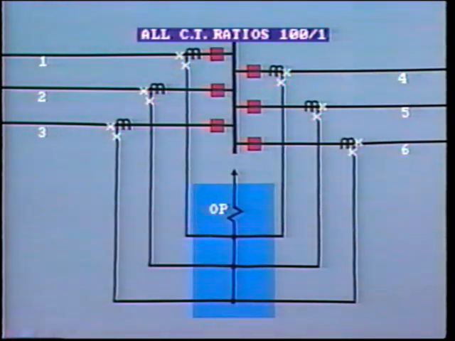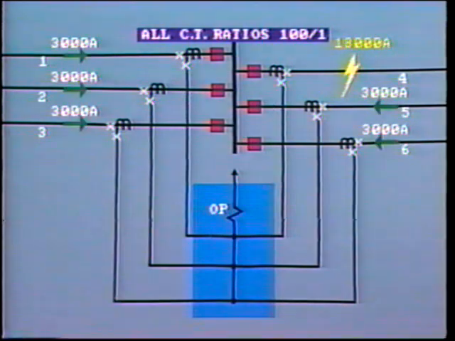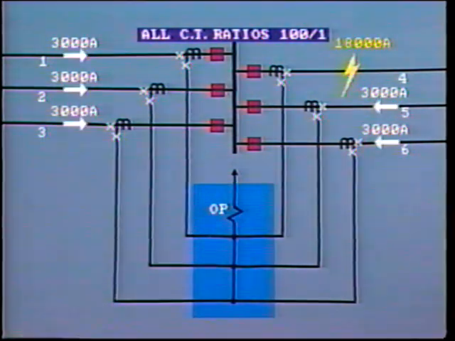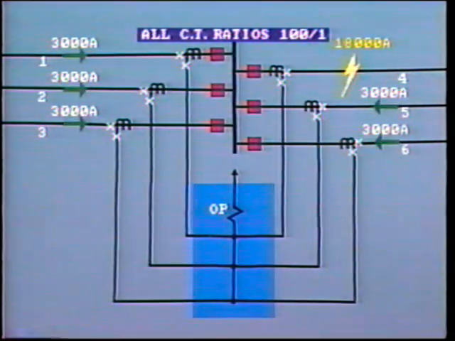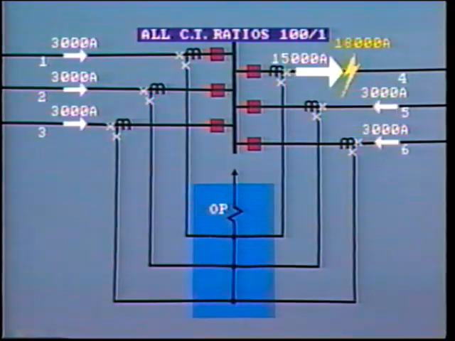Now, let's look at the case of a fault on line 4, fairly close to the breaker. As before, the fault magnitude is 18,000 amps. Lines 1, 2, 3, 5, and 6 will each feed 3,000 amps into the bus, and then 15,000 amps out along line 4 to supply the fault.